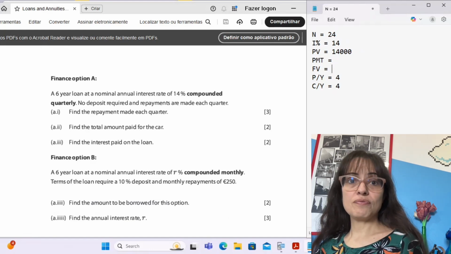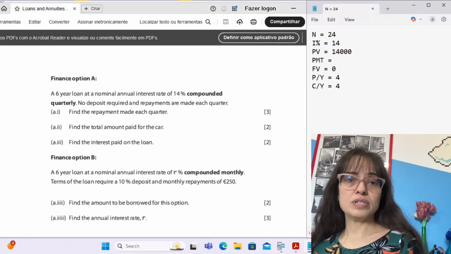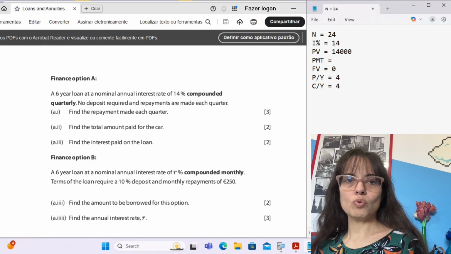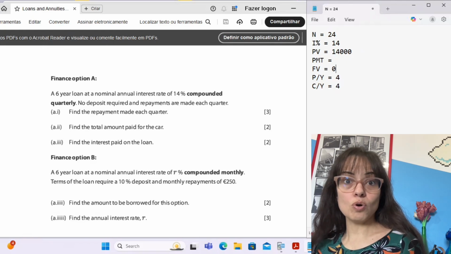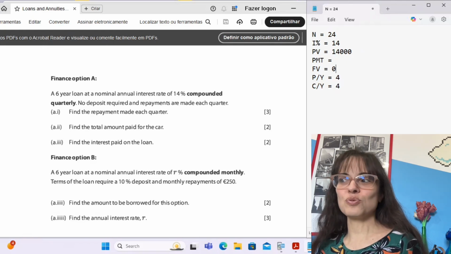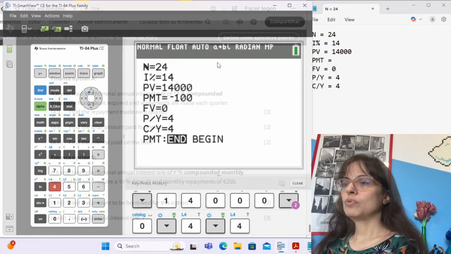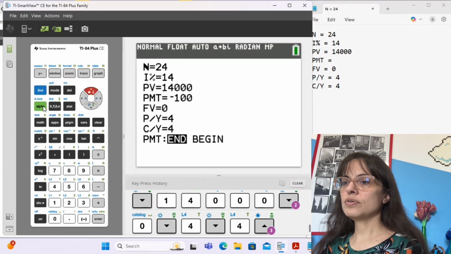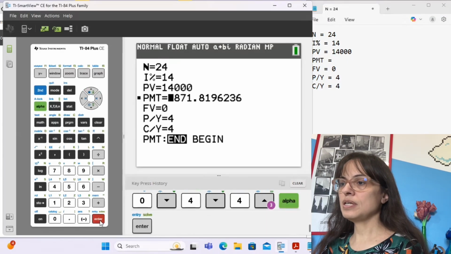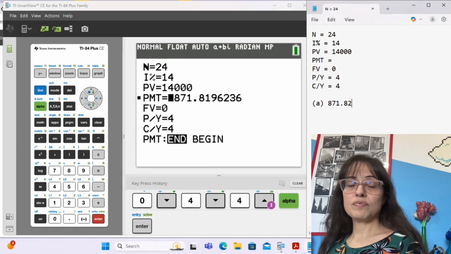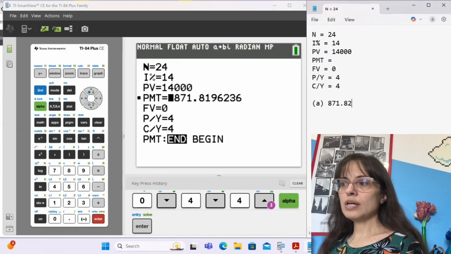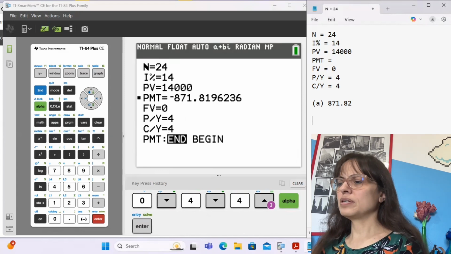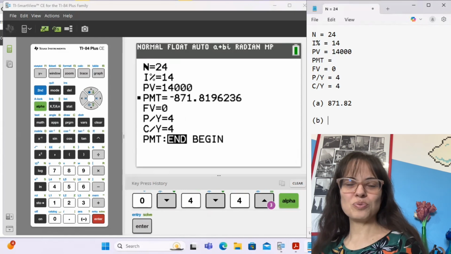But what is the FV? So listen, in loans, the FV is always going to be 0 because at the end of the loan, you need to finish repaying your loan. So you can't finish this situation still owing any money. Put all the information in the calculator and then ask for the PMT. The answer is 871.82. I don't like to put the negative sign in the answer because that's not the way the question was phrased.